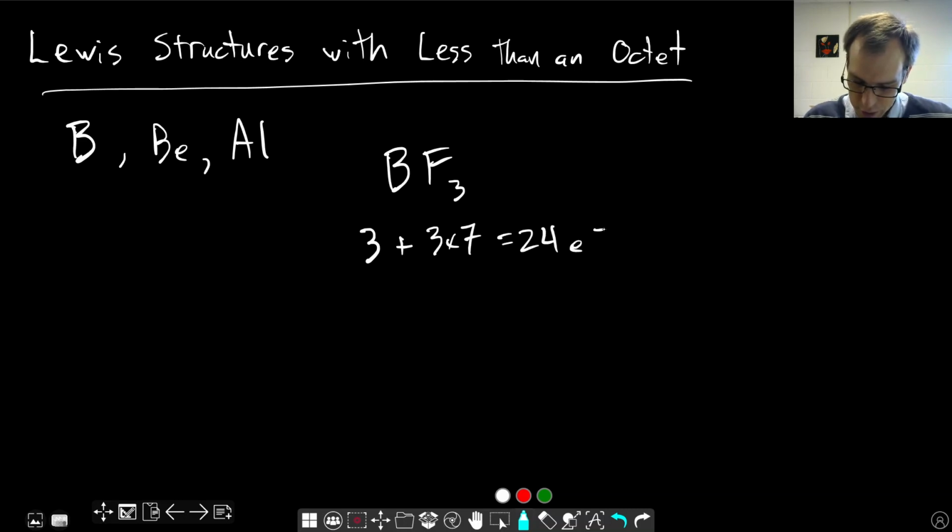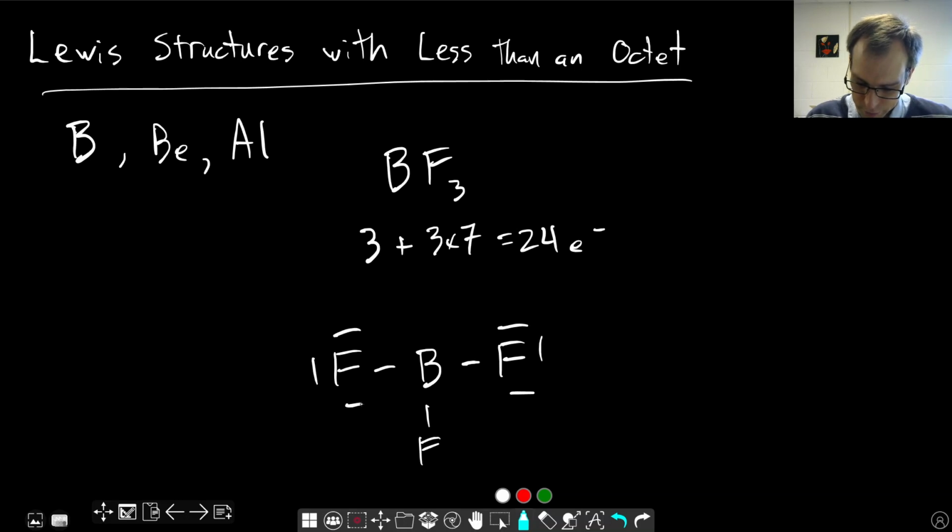We're going to draw boron with our fluorines attached, and now we'll add our lone pairs, and that gives us our 24 electrons. If you count this up, 2, 4, 6, 8 on each fluorine, times 3 gives us 24. So we're done. This is the structure of boron trifluoride.